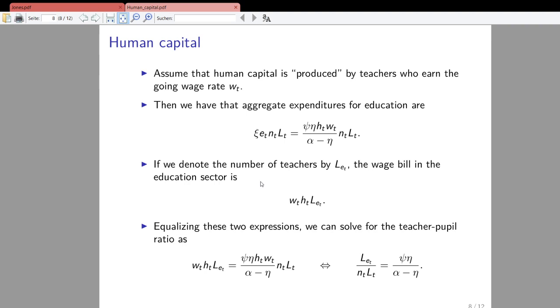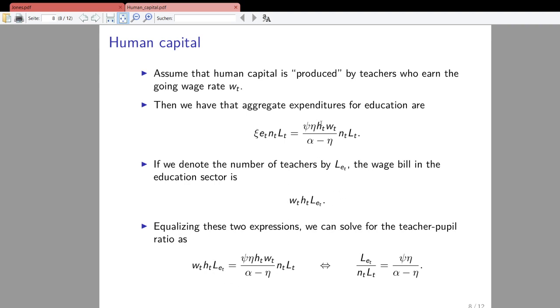Now we write down basically what is done with these expenditures. These expenditures are used to hire teachers, and we denote the number of teachers in the economy by L_t^E. Then we can write down the wage bill in the education sector quite easily, because teachers earn the going wage rate and their human capital is h_t. So what we have to pay the teachers is this expression here.